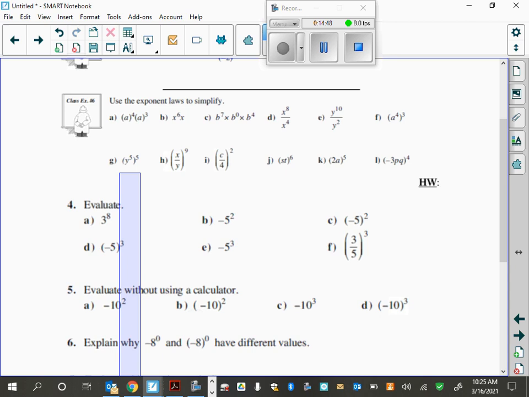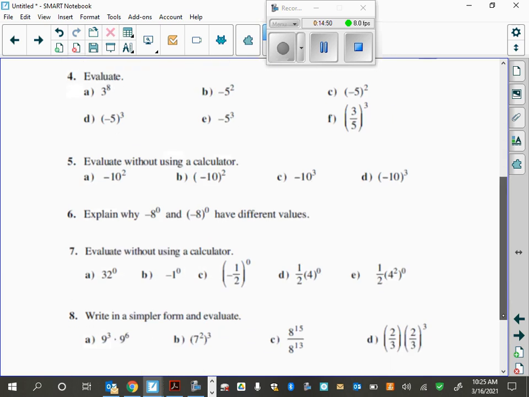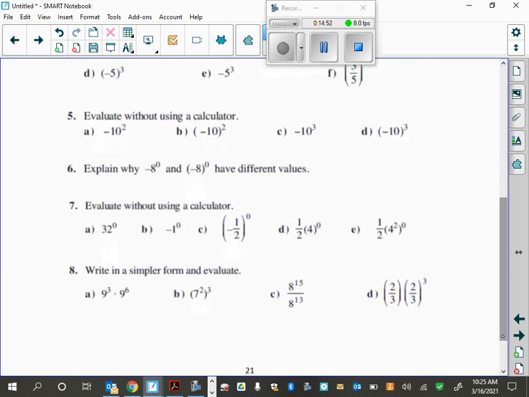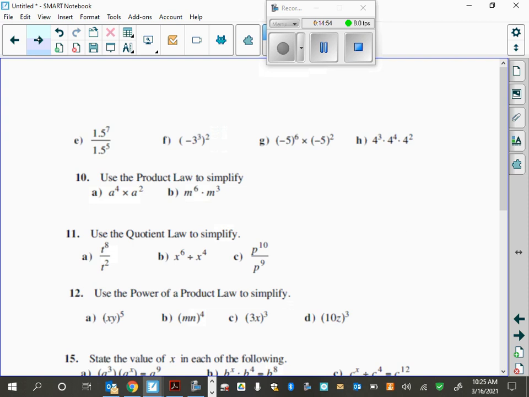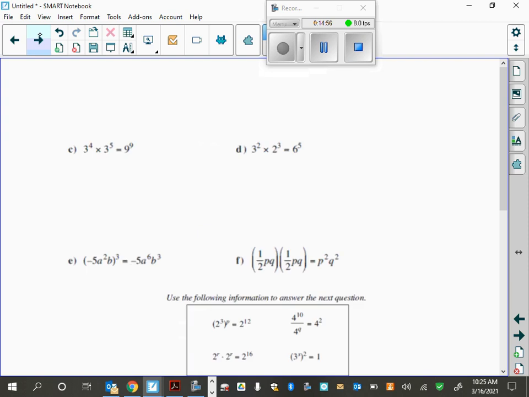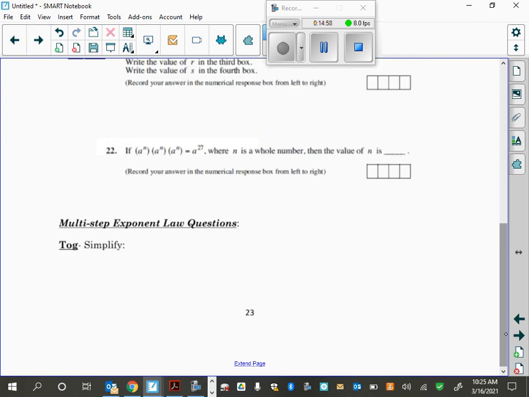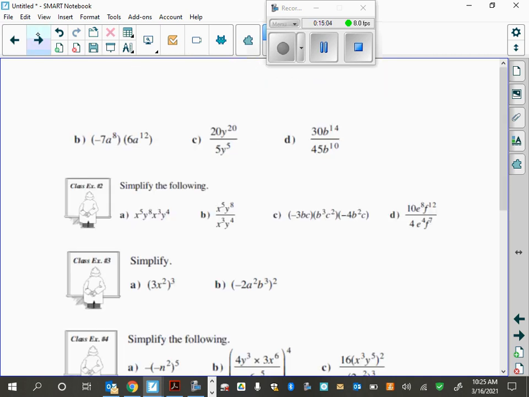Okay, so page 24 on the smartboard. For me, it's page 23 in the handout. But we're doing these ones together.